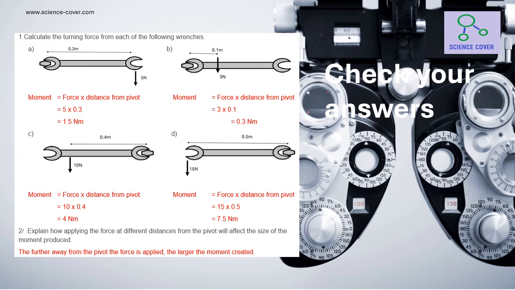Let's check the answers for task 2. Calculate the turning force from each of the following wrenches. A moment equals the force times the distance from the pivot.